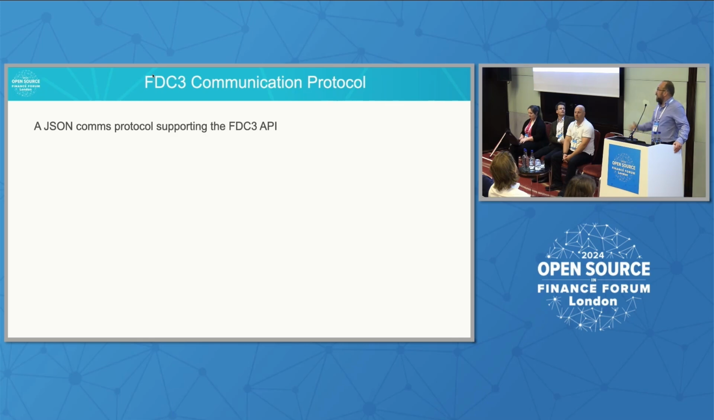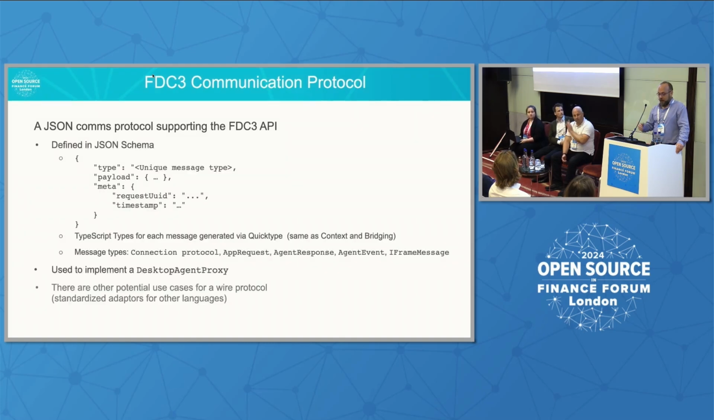So from there, we start using the communication protocol. That goes over the message port or through those various references I've mentioned. And it's basically a comms protocol defined in JSON that supports all of the API calls and events in the FDC3 API. It's defined in JSON schema, which is the same system we use for defining context and bridging messages. And they will typically have a sort of type, payload, and metadata structure. I will save you all the details of all the messages. There are many of them.